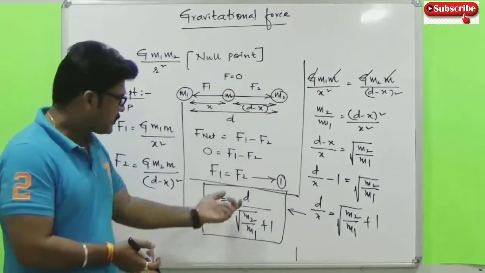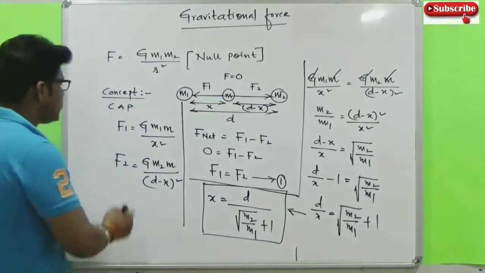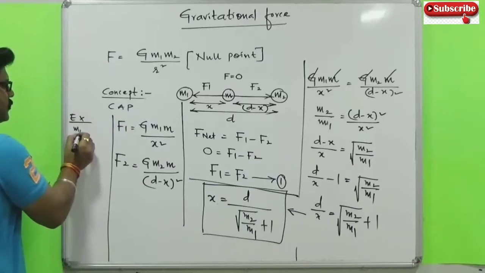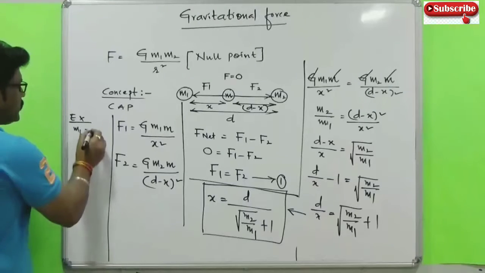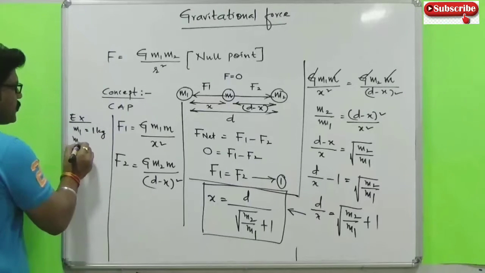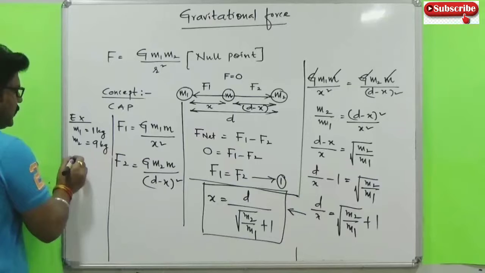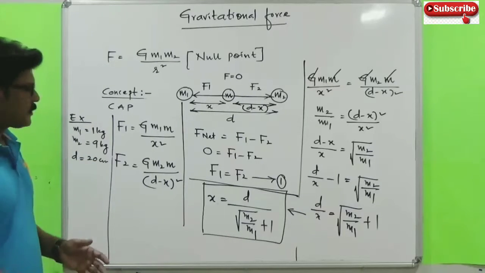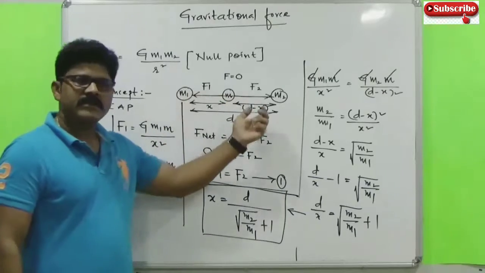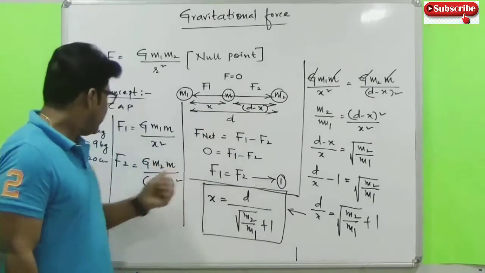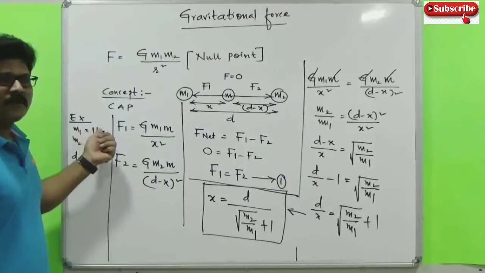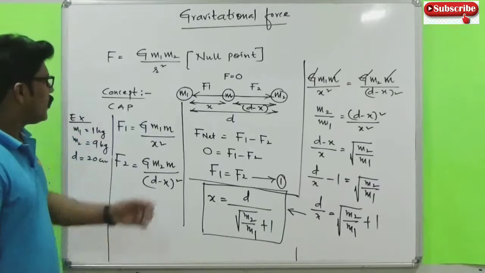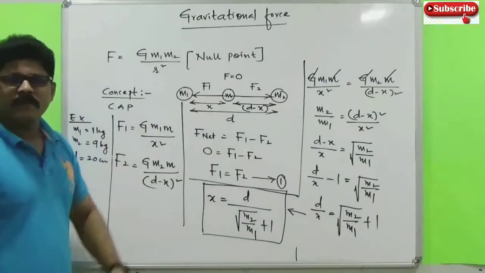Both masses are equal. Now let us try to substitute here. I am taking one example here. Example: m1 is equal to 1 kg and m2 equals 9 kg, and the distance is equal to 20 centimeters. The two bodies m1 and m2 are separated by a certain distance. So this distance is 20 centimeters I am taking. Then at what distance will the null point occur?